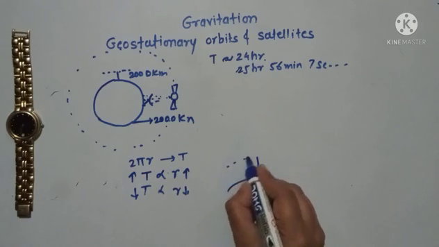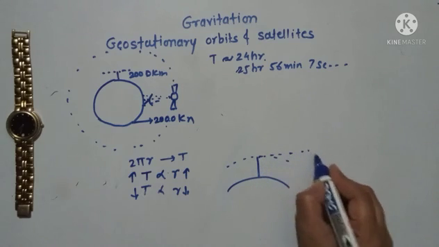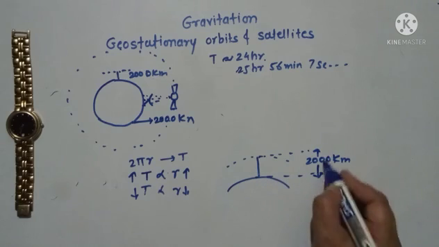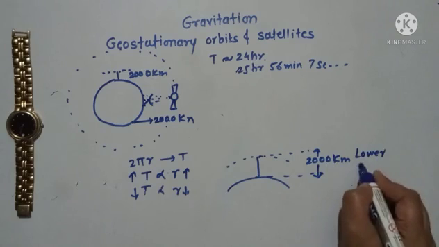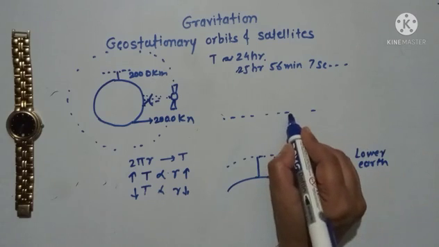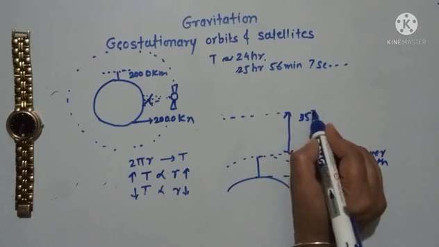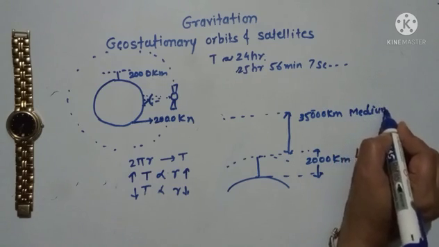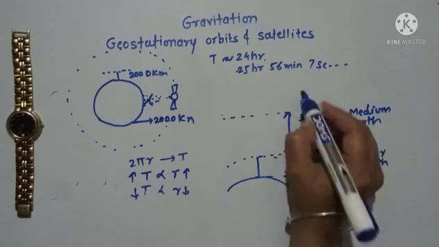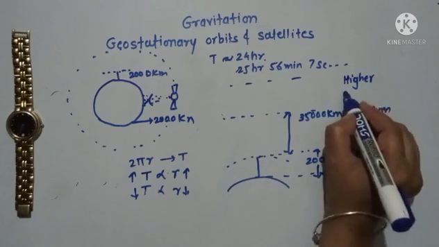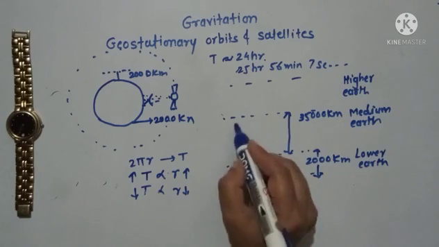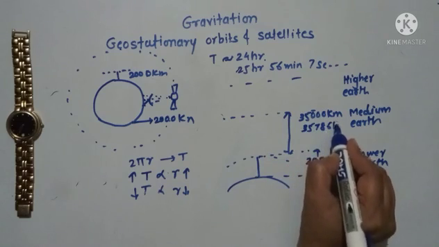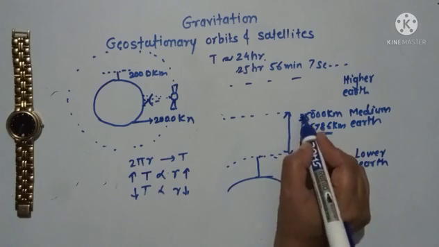Now if there is any satellite revolving around the earth at a height of nearly 2000 kilometers from the earth's surface, such orbits are called lower earth orbits. The orbits of satellites in the range from 2000 to 35,000 kilometers are called medium earth orbits. Above 35,000 kilometers, these are called higher earth orbits. The geostationary orbit is the one which is revolving at this 35,000 kilometers, actually exactly 35,786 kilometers.